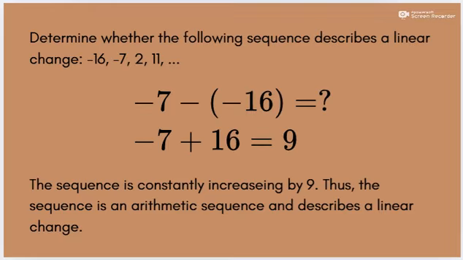If we do 2 minus 7, it ends up being 2 plus 7, which is 9. 11 minus 2 is 9. I'm sorry that I put those numbers in backwards. It's me. I'm amazing. Math is not my strong suit. The sequence is constantly increasing, and I spelled increasing wrong, by 9. Thus, the sequence is an arithmetic sequence and describes a linear change. It has the same rate of change between each set of consecutive numbers, and that means it has a nice, pretty straight line.